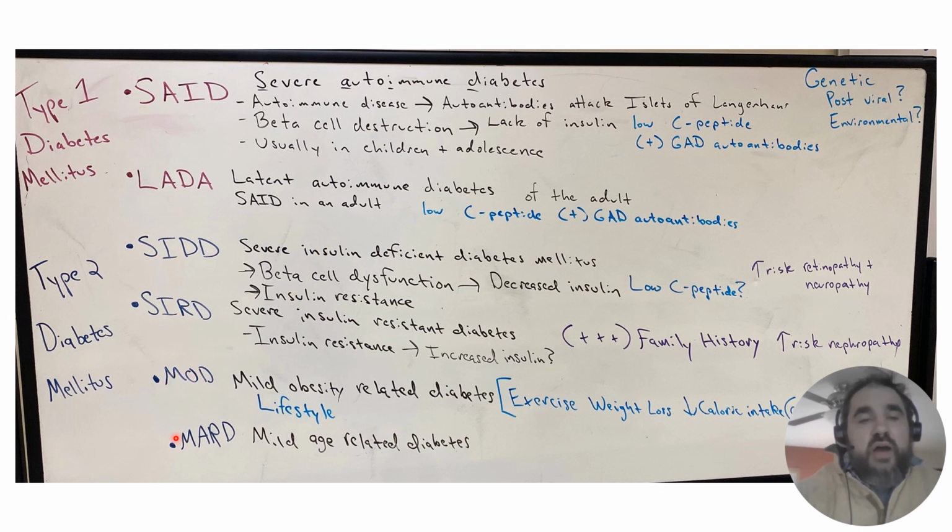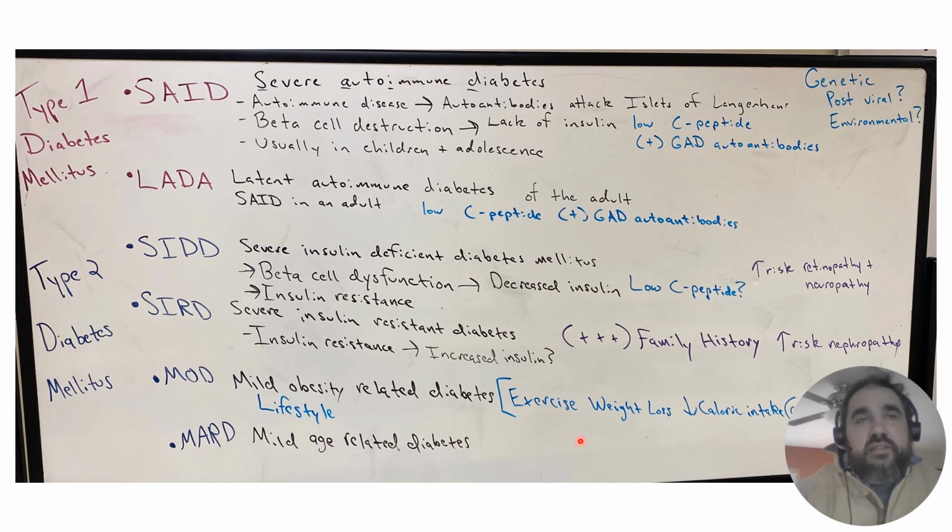And these last two, MOD and MARD, so we've got mild obesity-related diabetes and mild age-related diabetes. So mild obesity-related diabetes is usually due to lifestyle. These patients are generally morbidly obese, which is a BMI of 40 or greater. So obviously they need to change lifestyle factors. So the biggest thing is weight loss.